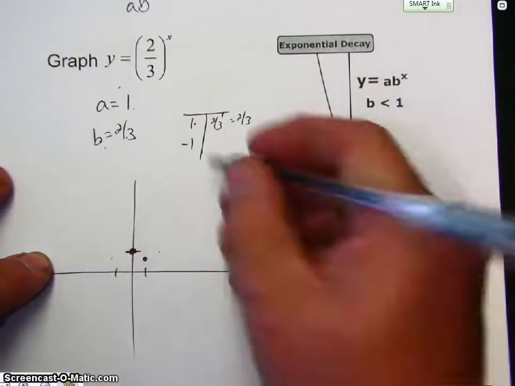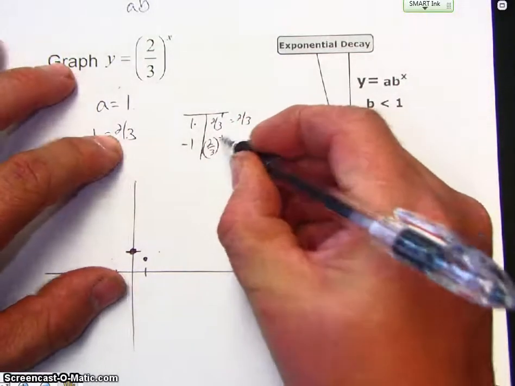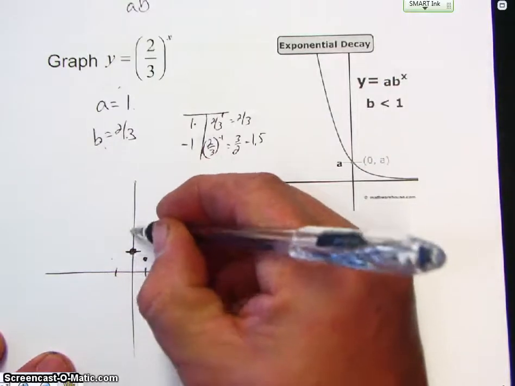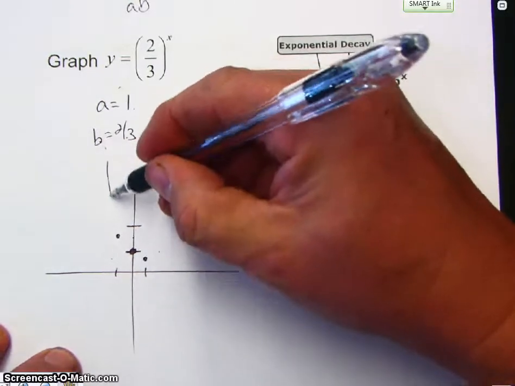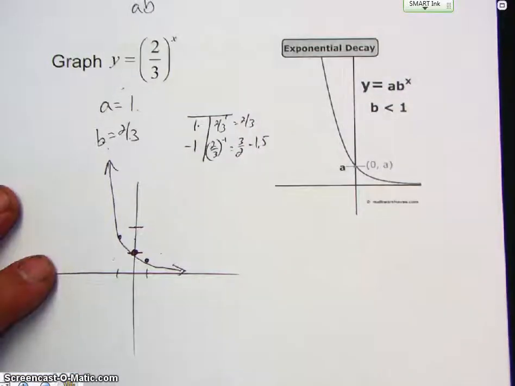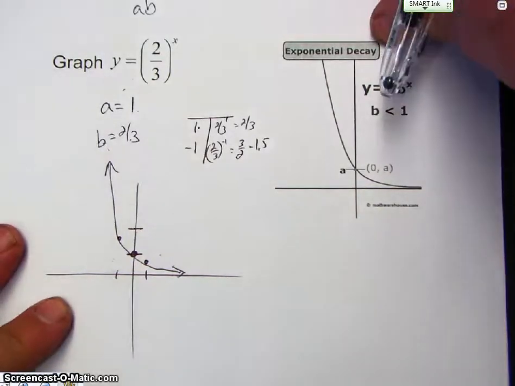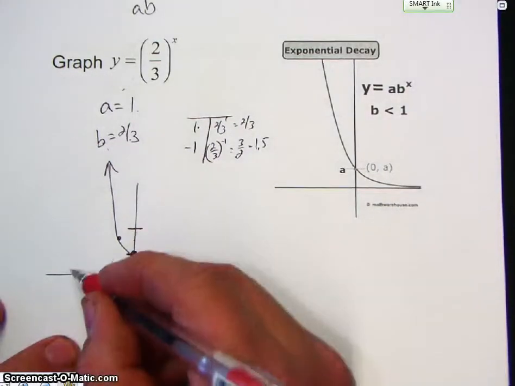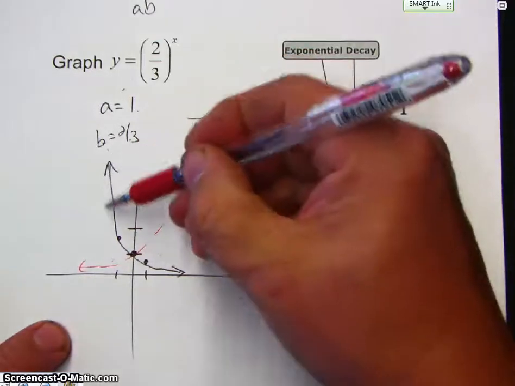Go to -1, plug -1 in, so I got 2/3 to the -1. Well, a negative exponent makes it flip, so it's 3/2, which is 1.5. So here's 1, here's 2, 1.5 right here. And you just come down and connect, arrows on both ends. That's all you do. It's actually the exact same steps as the last video, it's just now you're doing decay. Last video, growth was going something like this. But now we're doing decay because we're decreasing.